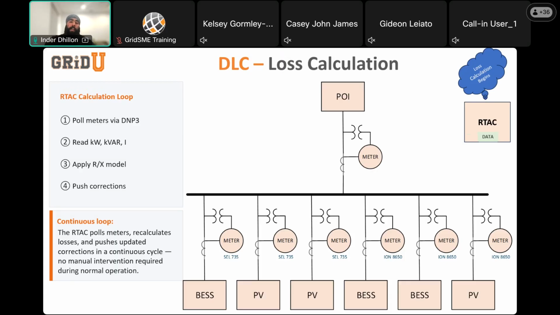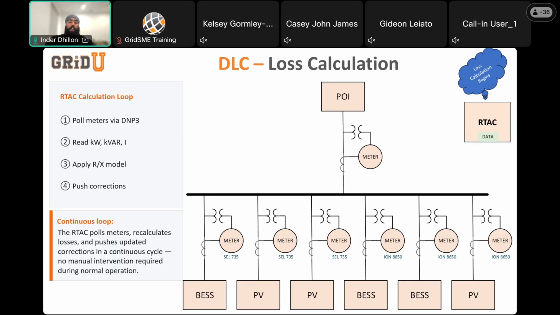So that combination is what allows the RTAC to calculate losses dynamically. Even though the model itself is fixed, the output changes continuously as the system loading changes, which gives you a more accurate representation than a purely static approach.